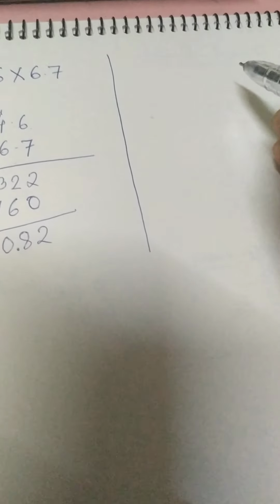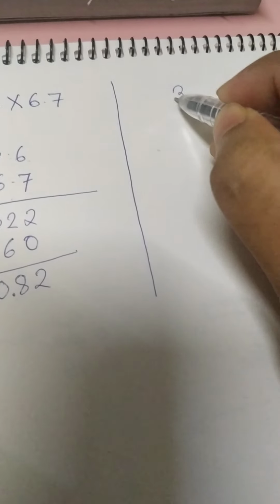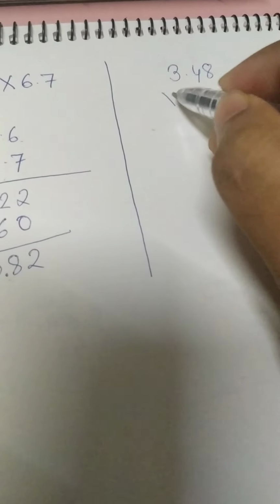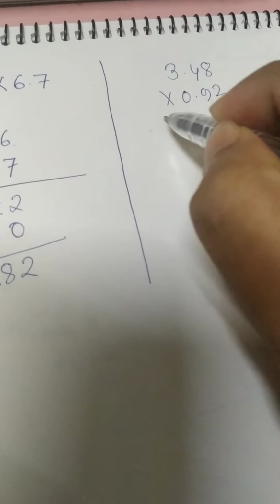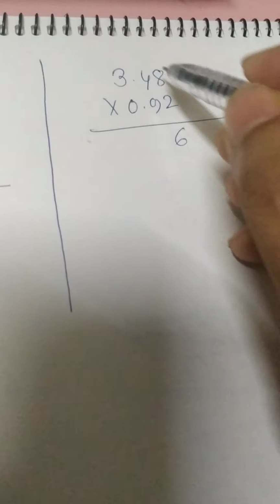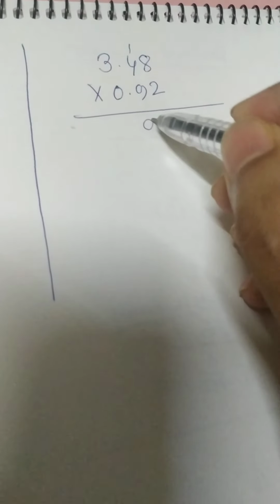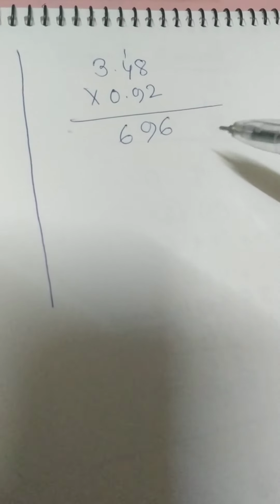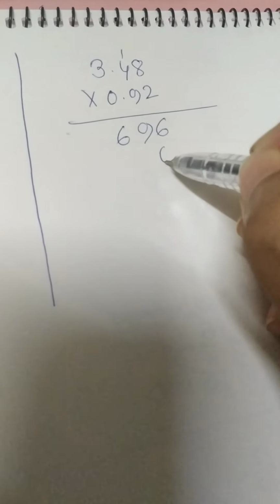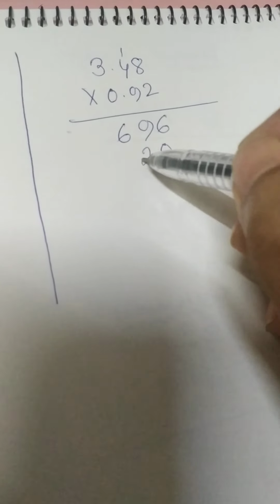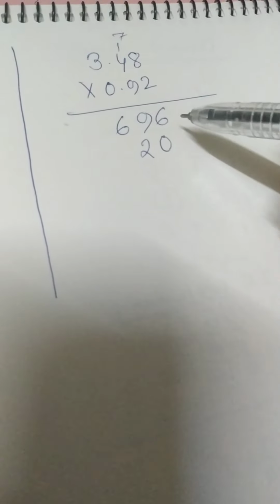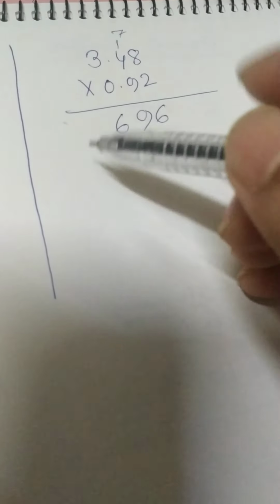Let's solve another problem. Let's say 3.48 into 0.92. So, 2 8s are 16, 1 carry, 2 4s are 8 plus 1 is 9, 2 3s are 6. Next we put a 0, 9 8s are 72, 7 carry, 9 4s are 36, plus 7 is 43, 4 carry, 9 3s are 27, plus 4 is 31.